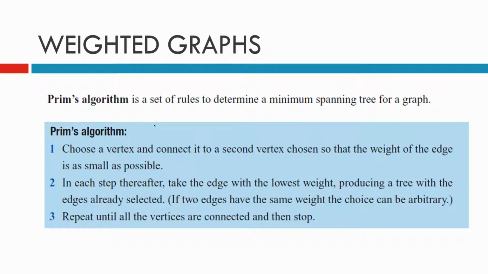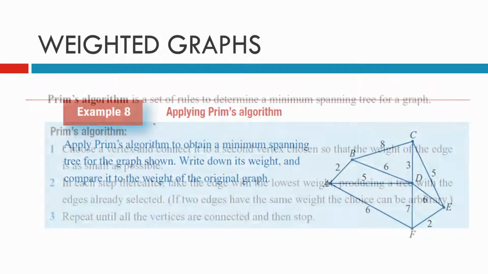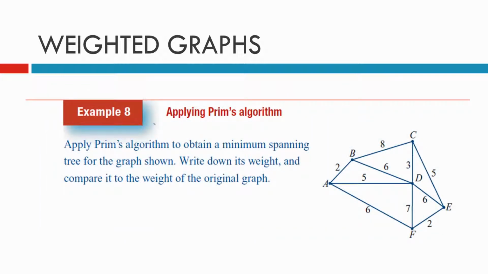Alright, here we have Prim's algorithm, which is a set of rules to determine a minimum spanning tree for a graph. So I guess these are the 3 rules that you've got to do to use it, but I don't think we need to go through it. You just be aware that you've got this. You can follow the steps. We're just going to do it with you as an example, which we've already done. We'll apply Prim's algorithm here to obtain the minimum spanning tree for this graph.